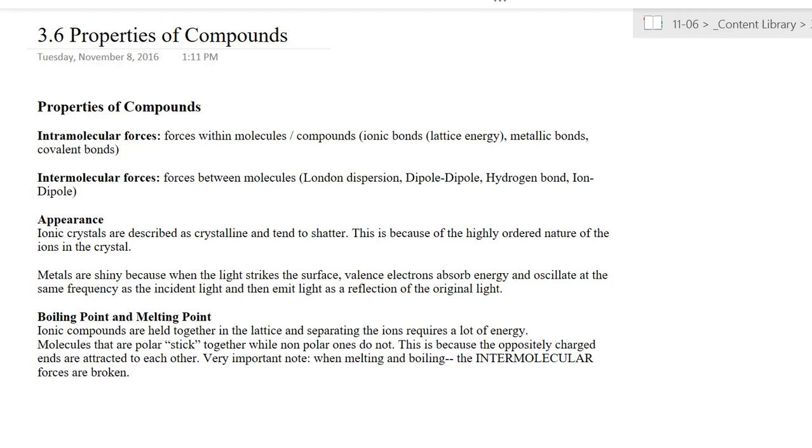Intermolecular forces are the forces that exist between molecules. And what you'll see here is some more advanced terminology that we're not going to use this year because we're going to be looking at this from a very basic level, okay? But you'll see these words in future courses, words like lattice energy and London dispersion forces.